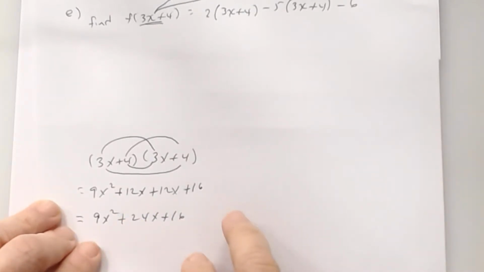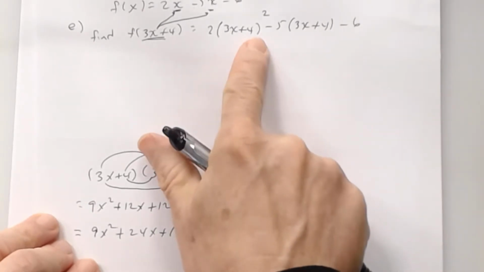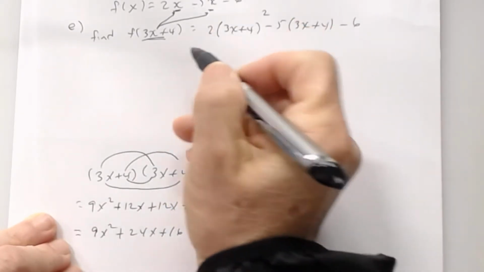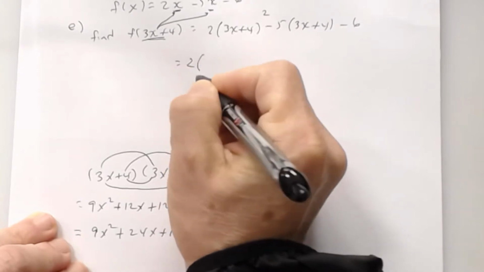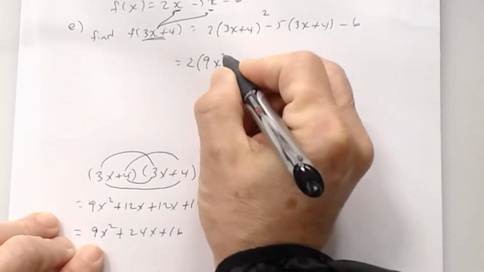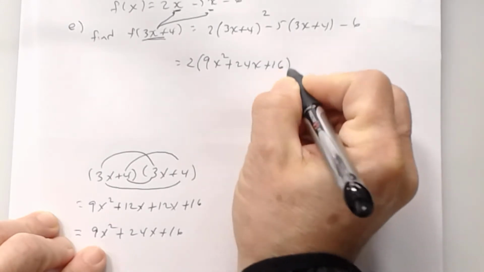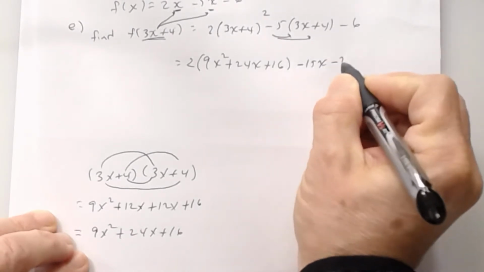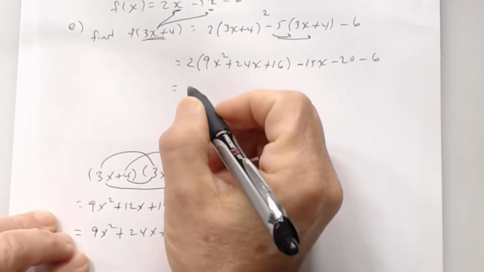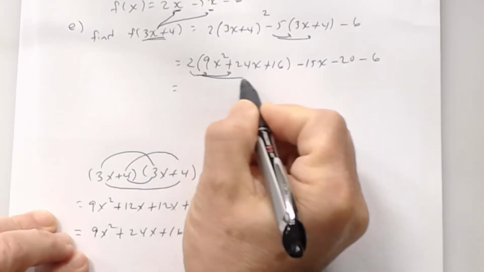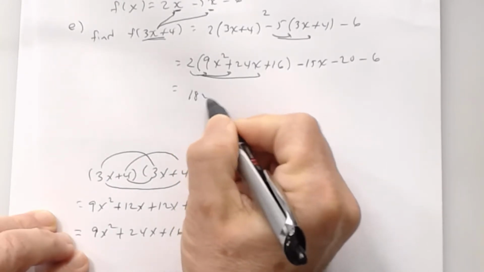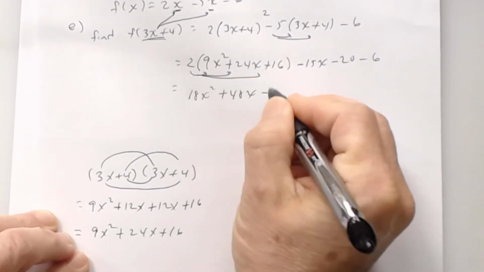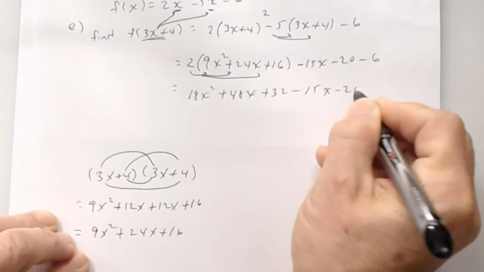Now, what is it that I've found? 3x plus 4 squared. What must I do to that trinomial that I just found? Multiply by 2. So then what you should do next is say 2 times in parentheses 9x squared plus 24x plus 16. And then let's distribute the negative 5. What do I get? Minus 15x minus 20 minus 6. Okay, what else do I need to do? Distribute the 2. So I get 18x squared. 2 times 9x squared is 18x squared. 2 times 24x is 48x plus 32, and rewrite everything else over, just like this.